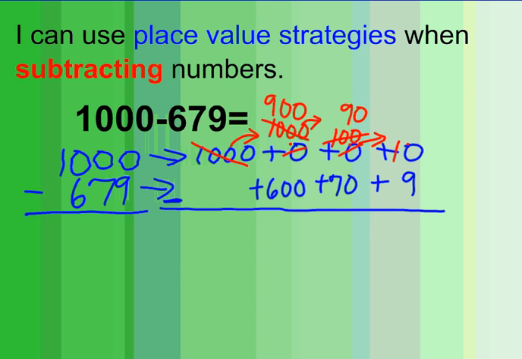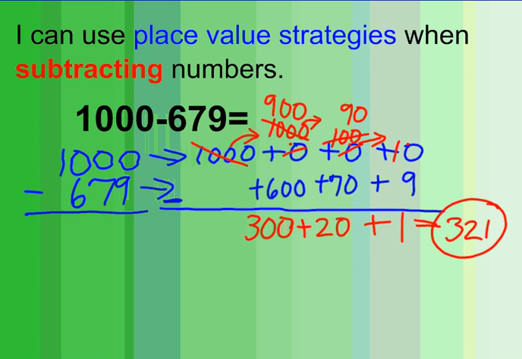10 take away 9 equals 1. 90 take away 70 is 20. 900 take away 600 is 300. And then finally, I don't have anything in my thousands column after I regrouped. I have 321, which is my difference.